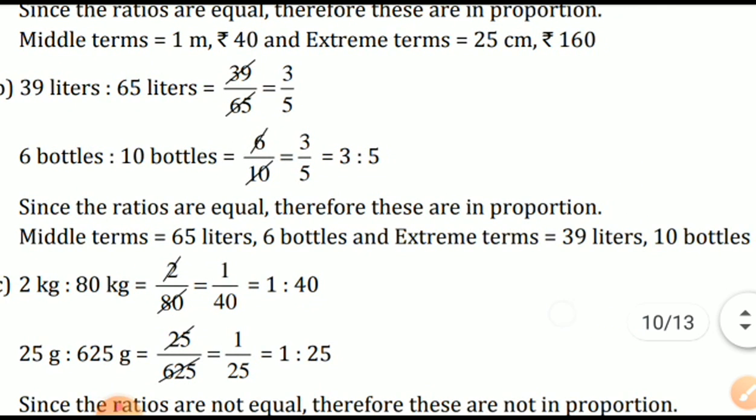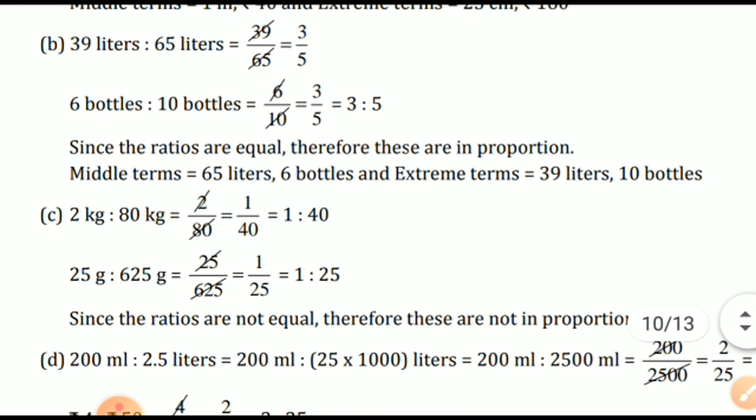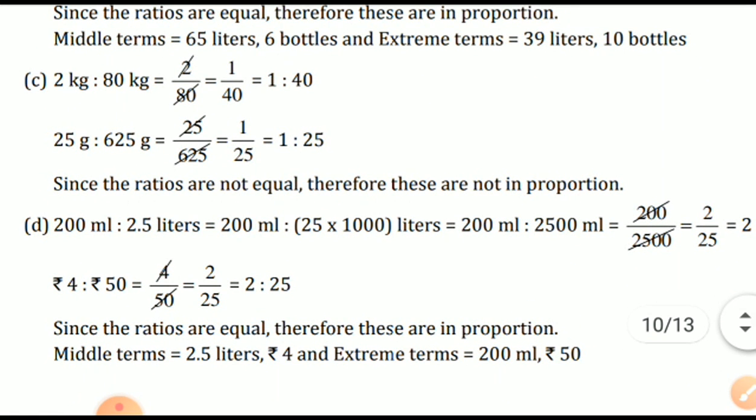एक के साथ एक चलता है, एक बढ़ता है तो दूसरा भी बढ़ता है, उसको proportion बोलते हैं, बराबर बेटा। 2 kg is to 8 kg and 25 gram is to 625 ग्राम। सो पहले का आंसर मिला बेटा, रिड्यूस फॉर्म 1:40, दूसरे का आंसर मिला 1:25। तो both ratios are not equal, since the ratios are not equal, therefore these are not in proportion.